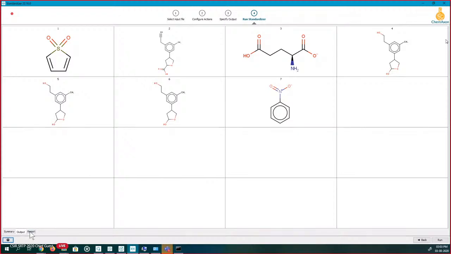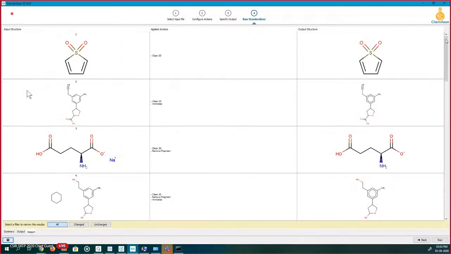And here you see the report. I will take a little bit of time here. This output: this was my input structure, as you can see in the first column. The second column tells me what actions were applied. So I selected five or six options, and of course all of them will not be applied to every molecule, because those things might not be valid for a given compound.